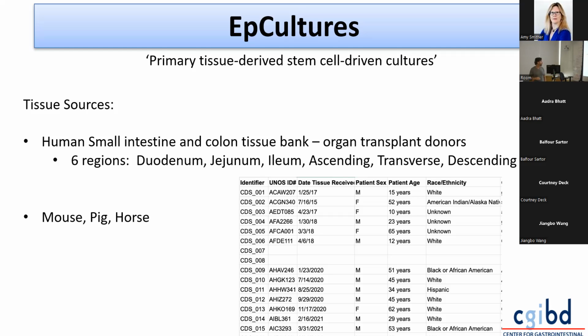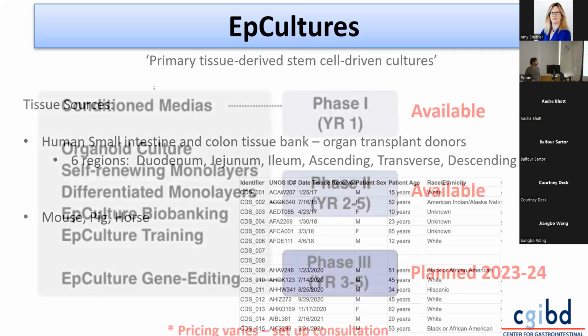And again, I told you before that we've done this with multiple different organisms: mouse, pig, horse. We've even done it with zebrafish, at least a 3-dimensional organoid culture. So the culture conditions are amenable across different species, is what I'm trying to get at here.